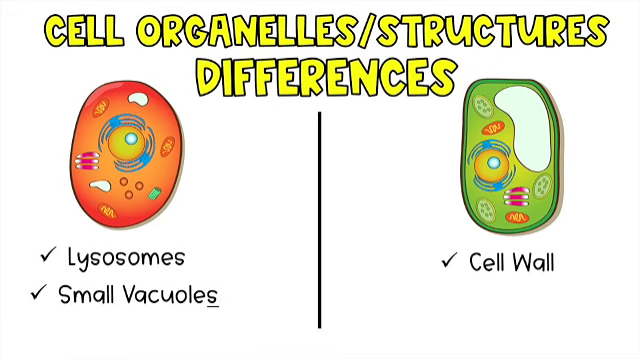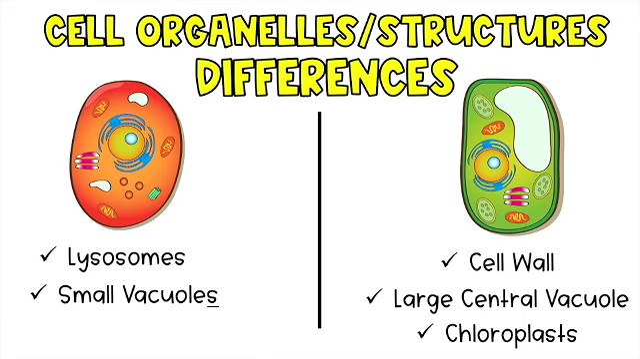But now let's look at the list of differences within our plant cells. We've got a cell wall. You can see that rigid structure on the outside of the cell. We have a large central vacuole, and we have chloroplasts. So let's talk about what each of these does.